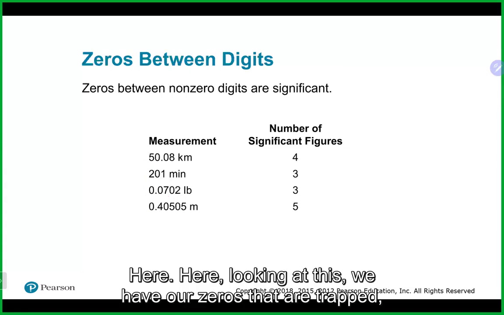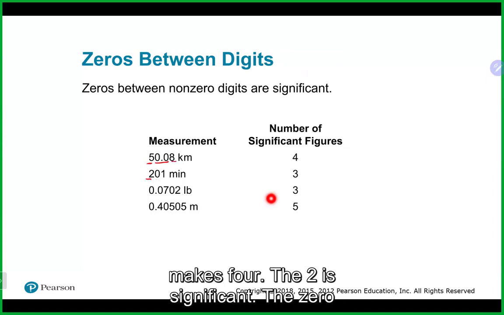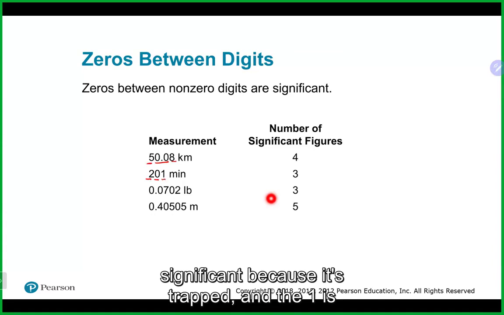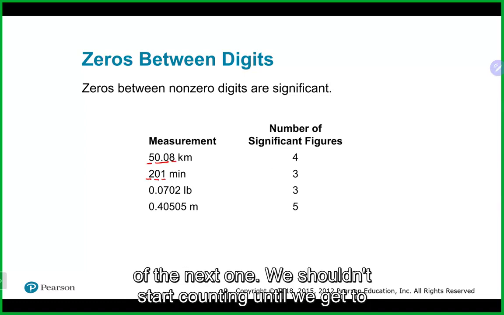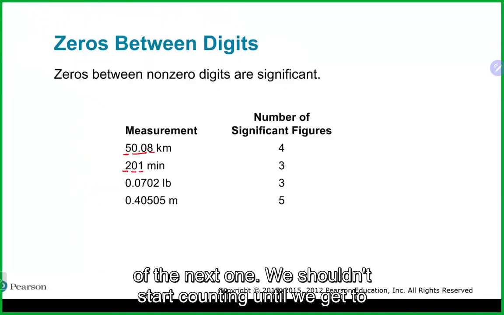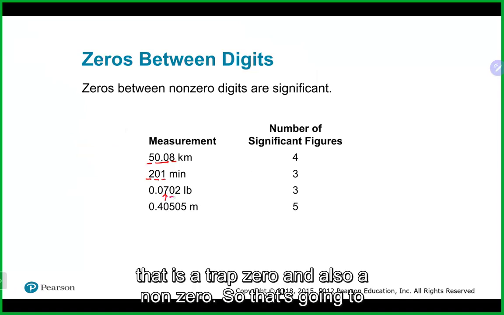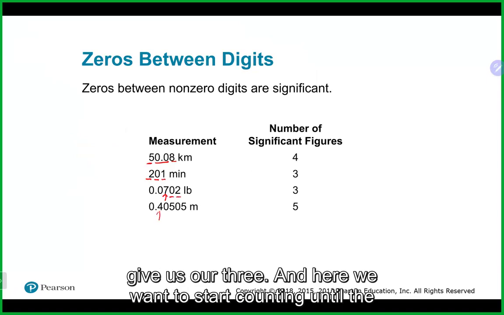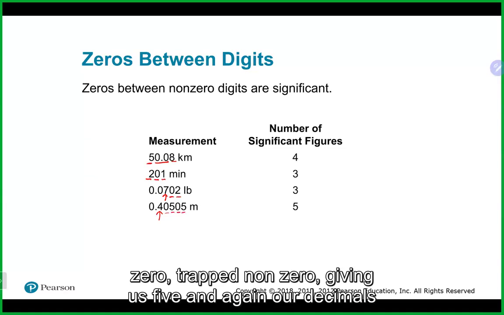Here, looking at this, we have our zeros that are trapped, so significant. These zeros will be significant, and one more makes 4. The 2 is significant, the 0 is significant because it's trapped, and the 1 is significant at the end, which would give us 3. In the case of the next one, we shouldn't start counting until we get to the 7, right? So that is our very first significant figure. That is a trapped 0 and also a non-zero, so that's going to give us our 3. And here we want to start counting at the 4. That would be our very first non-zero. Trapped, non-zero, trapped, non-zero, giving us 5.